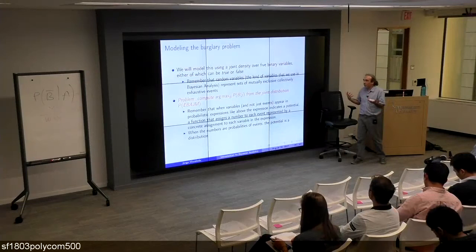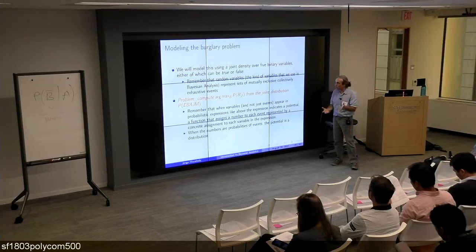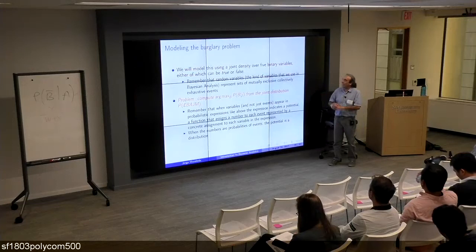Basically, for now we're going to just model this problem. We still are not going to make the decision part, so we're just going to model the distribution. So we're going to have a joint probability distribution over my five binary variables so that I can answer questions like this: if I have just missed a call from John, what's the probability that the burglar is happening in my house?